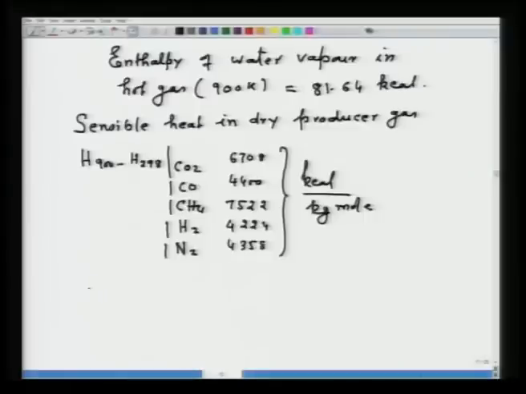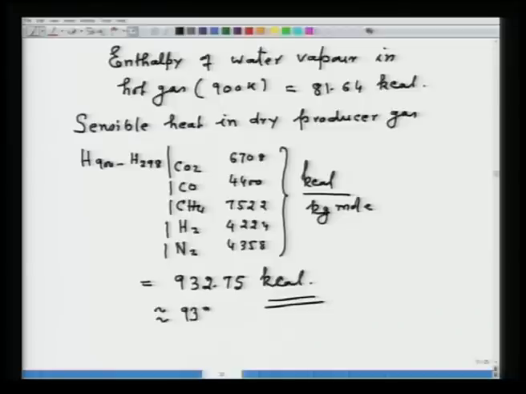So if you do that, then the sensible heat in dry producer gas comes out to be equal to 932.75 kilocalorie. So now we are in a position to make the heat balance. Now, I am putting this approximately as 932.8. So let us now perform the heat balance and try to calculate the various efficiencies.